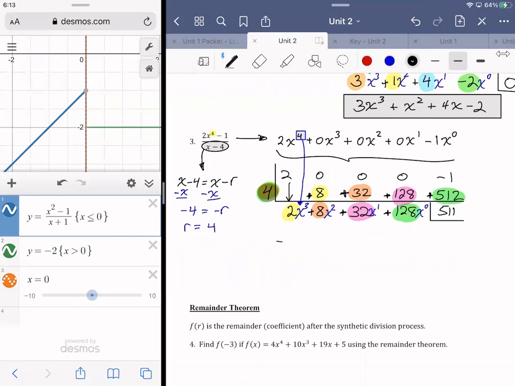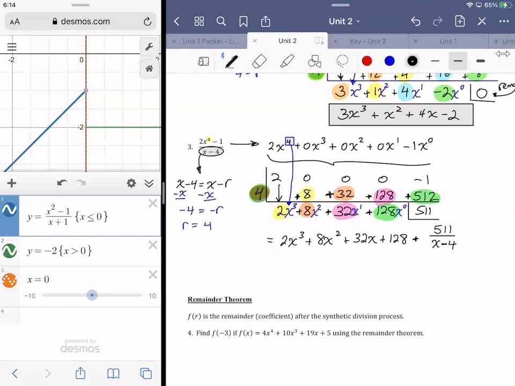But this would give us a result of 2x to the third plus 8x squared plus 32x plus 128. Then we tack on to that the remainder divided by whatever the divisor was. The divisor was x minus 4. All right, the remainder always gets divided by the divisor, and that would be your result. That would be your quotient.